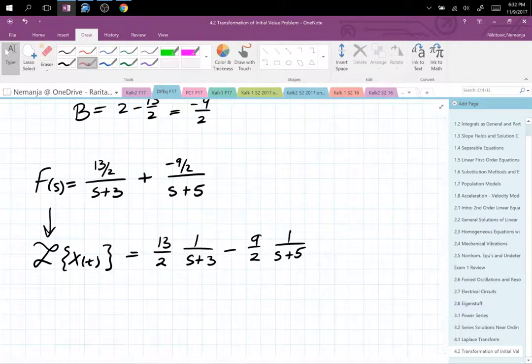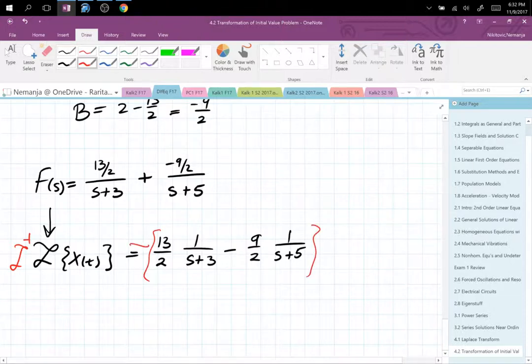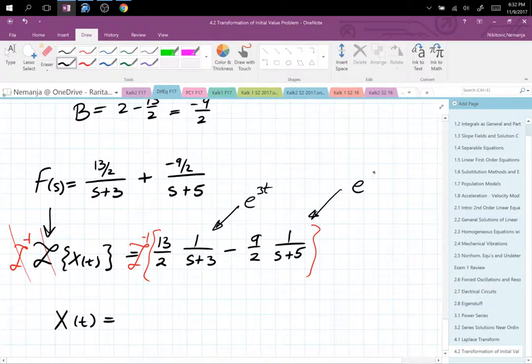And then when I hit both sides with the inverse Laplace, over here inverse Laplace kills off the Laplace, and you get x of t, which is what you're looking for. And on the right-hand side, as I said, the table shows that this is e to the 3t, and this is e to the 5t. So what do you get? You get 13/2 e to the 3t minus 9/2 e to the 5t.